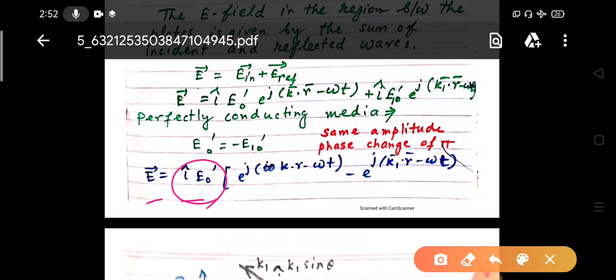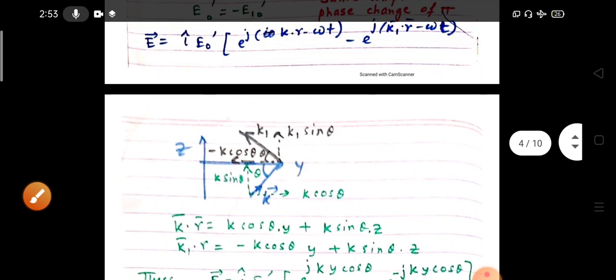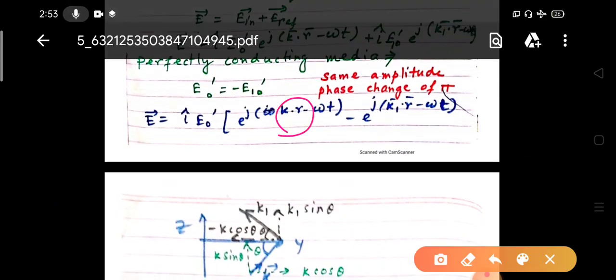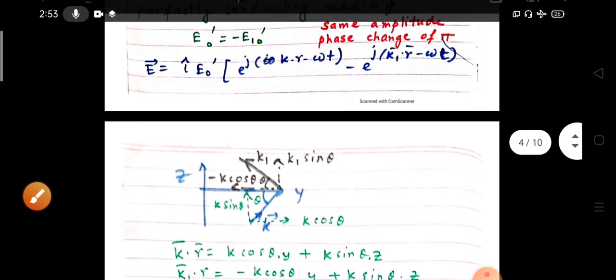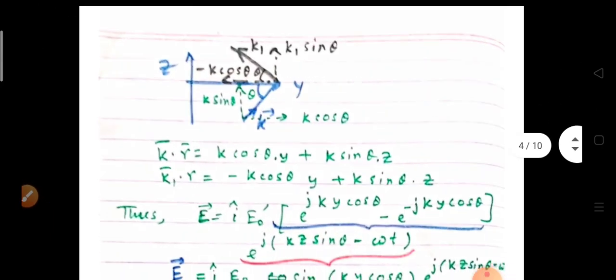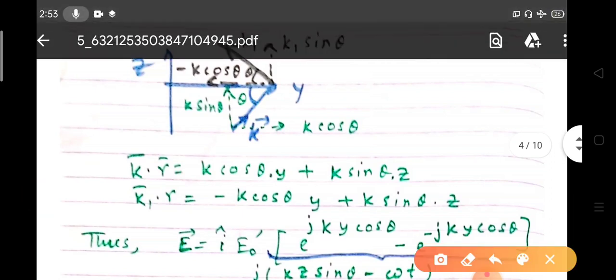Now after putting the values, the electric field at the boundary will be i cap E naught prime e to the power j (k dot r minus omega t) minus e to the power j (k1 dot r minus omega t). Now we will find the two unknown values, k dot r and k1 dot r. This is the transverse electric field, incident along this direction, so it has two components, one along the z direction and another along the y direction.